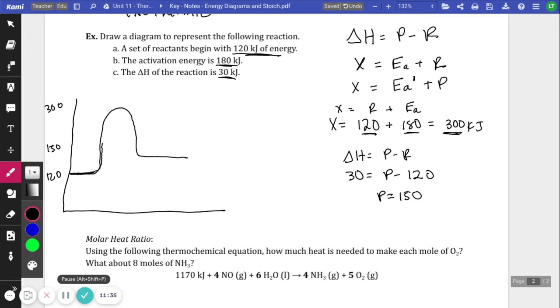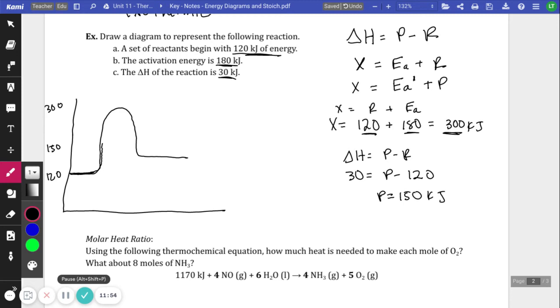So 30 equals P minus 120. So then the energy of my products was 150 kilojoules. So then I just went back down to 150. So make sure that you are using the values that they give you. It's going to make it a lot easier for you.